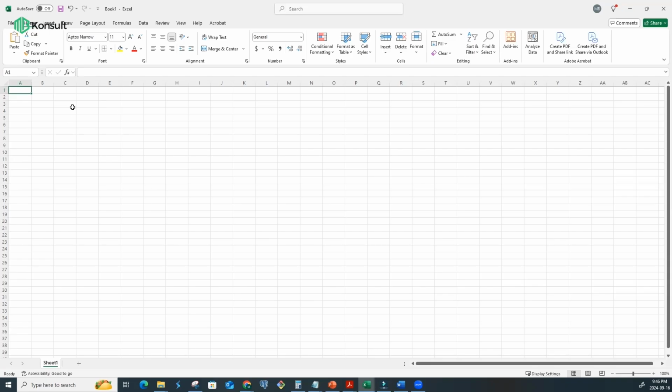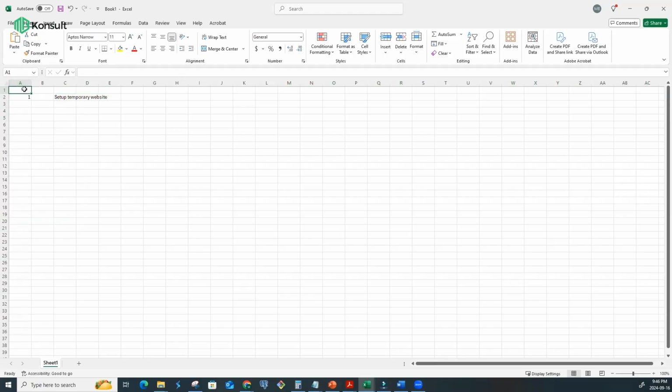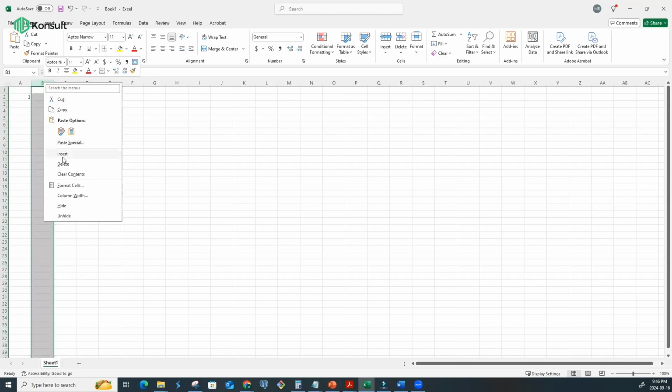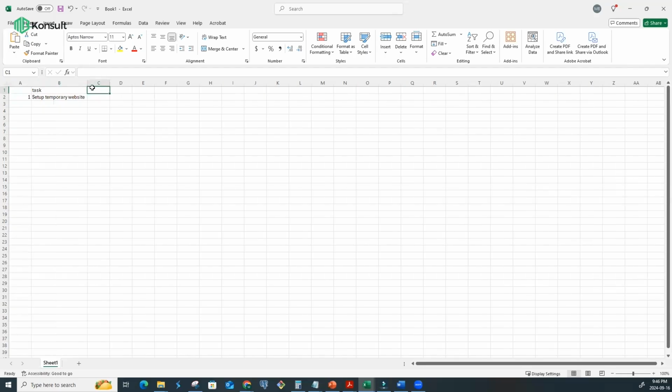So what I was saying about Excel is, for example, you can say number one, as in just a list, to set up temporary websites. For example, if I do, so this is just number. What is this one? So this will be something like task, and then you have assignee. Who is that task assigned to? In this case, it's assigned to John.